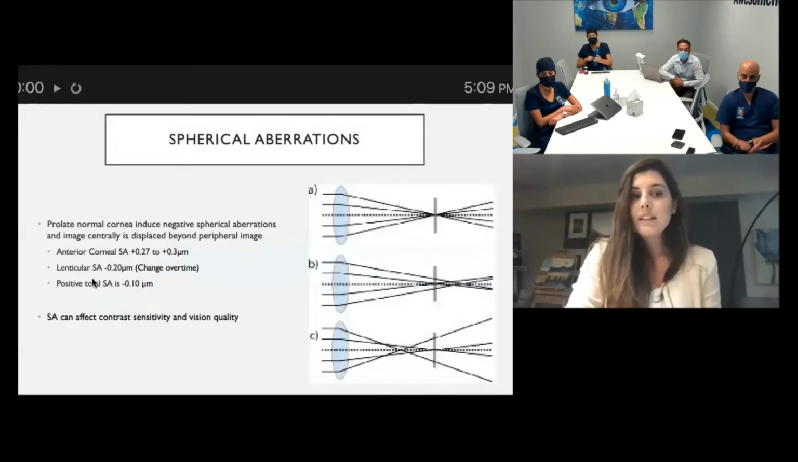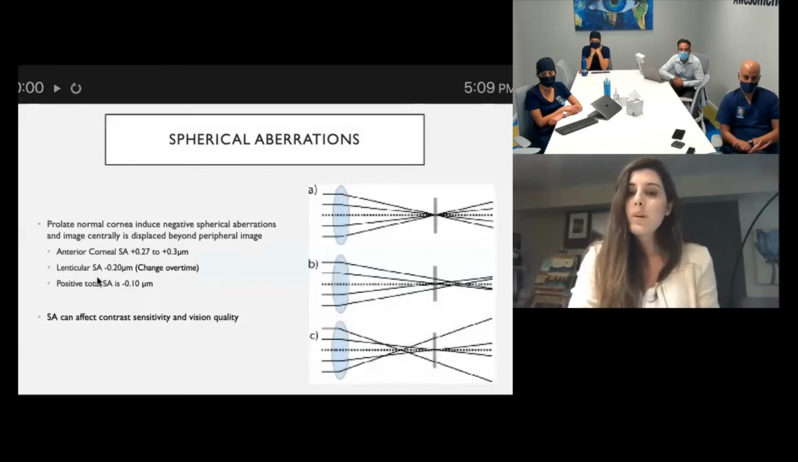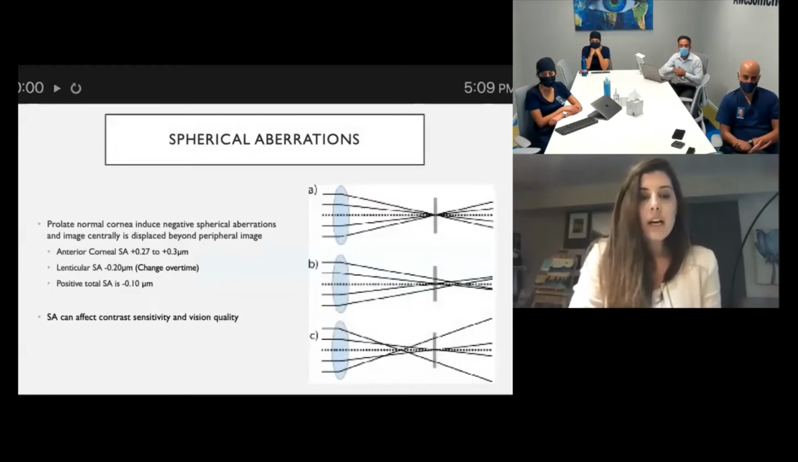Whereas your lenticular lens usually has about minus 0.2 micrometer when you're younger, but it becomes more and more positive as the lens ages, which means that there are more and more spherical aberrations inside the eye, and it stops correcting the general positive spherical aberration of the anterior cornea. So we usually want the eye to have a minus 0.1 micrometer of spherical aberration for an optimal contrast sensitivity and an optimal vision quality.